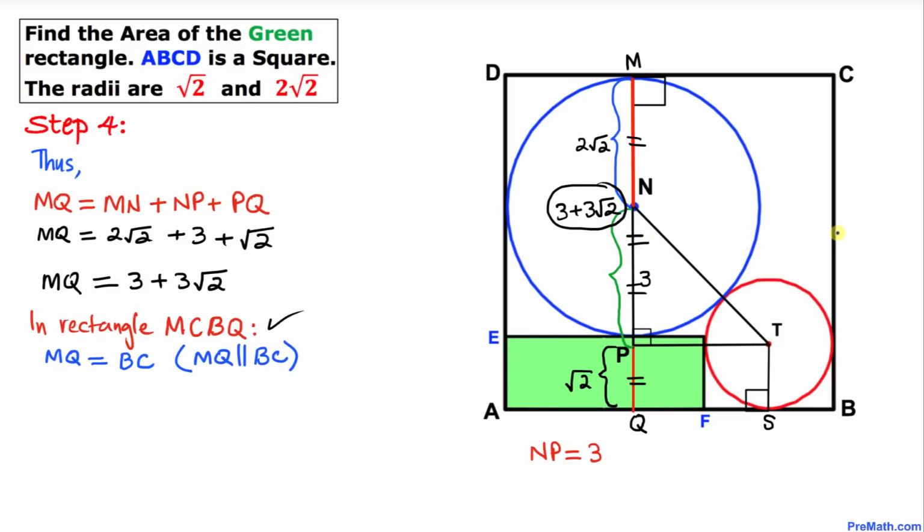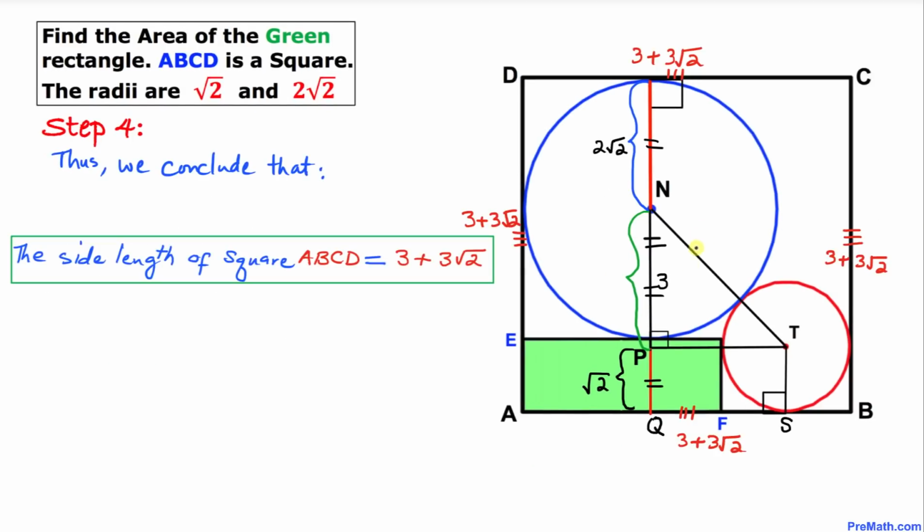to this side BC, the opposite side, and they are also parallel to each other. And we know the length of this MQ is 3 plus 3 times square root of 2. That means this BC length is also going to be the same. That means 3 plus 3 times square root of 2.